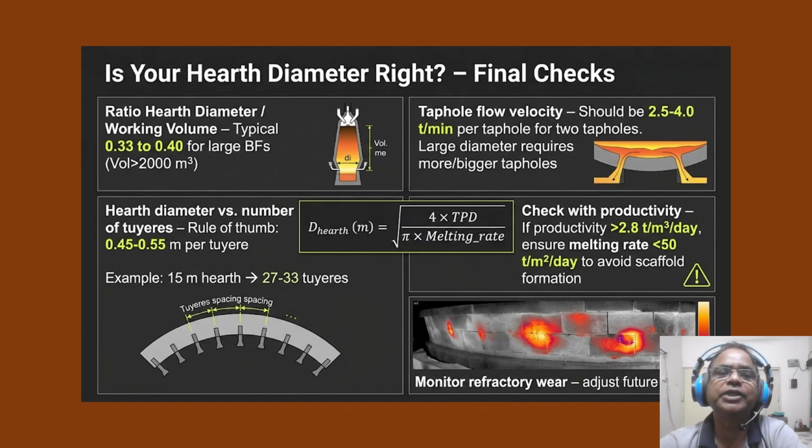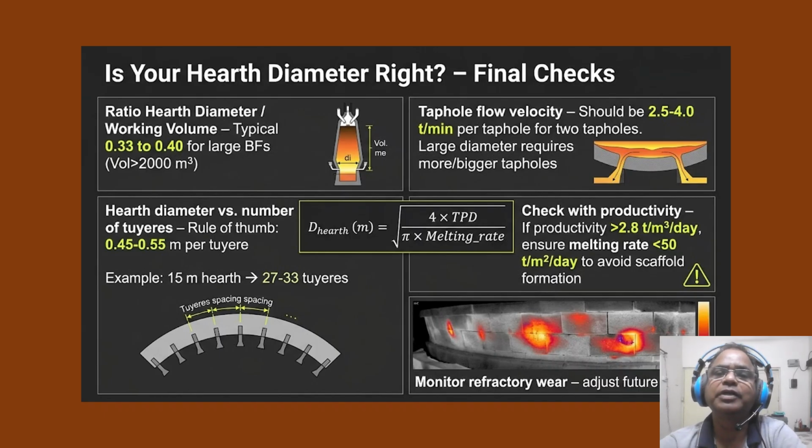So coming to the final design check, as you can see, before finalizing, verify these parameters. First, the ratio of hearth diameter to working volume, typically 0.3 to 0.4 for large furnaces, that is more than 2000 meter cube. Second, taphole flow velocity should be around 2.5 to 4.0 ton per minute per taphole. For two tapholes, a larger diameter needs more or bigger tapholes.